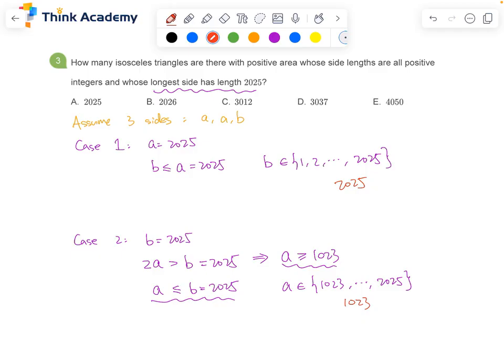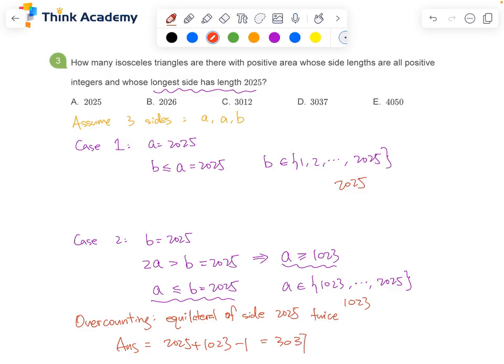Does that mean I can just sum them up? No, because I am overcounting. Okay, I count the case of equilateral of side 2025 twice in both case 1 and case 2. So the final answer would be the sum of the choices of both cases minus 1, which would be 37. Okay, which is D.